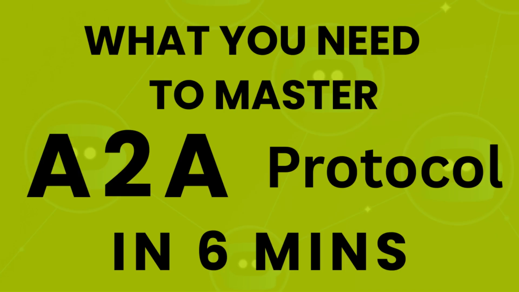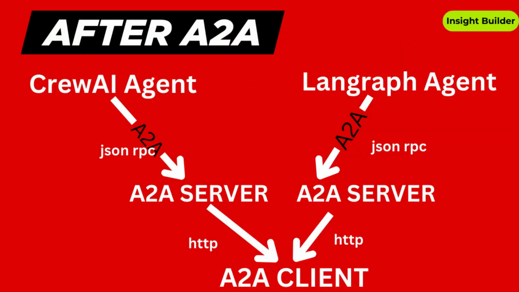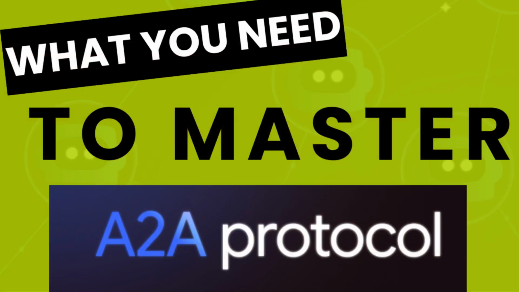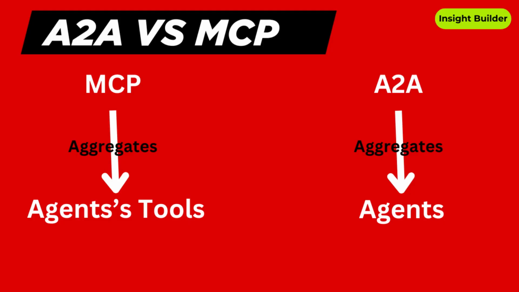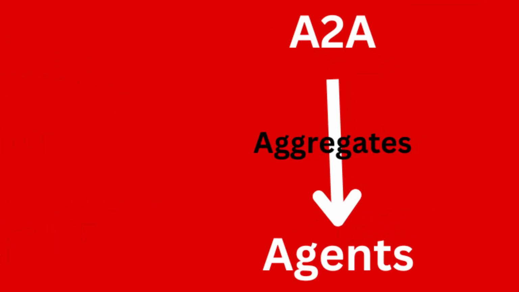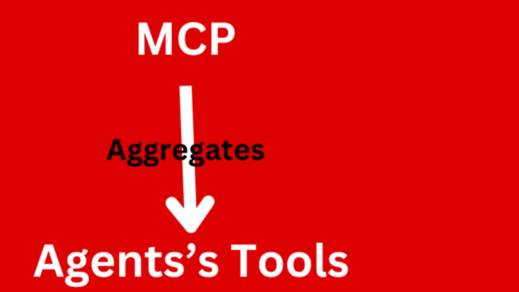This might sound crazy, but Google's A2A protocol is just a simple HTTP server and client, and it's designed to connect multiple agents using JSON RPC. The A2A protocol aggregates multiple agents inside a server and provides a client to fetch their outputs. Sounds familiar? Model Context Protocol did the same, but for tools.